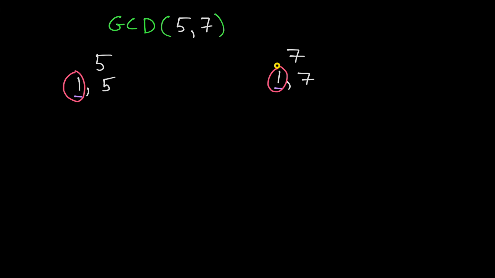Now, what happens if you're looking at two different numbers, say 5 and 7, and the greatest common divisor is just 1? Well, we call these two numbers relatively prime. If the greatest common divisor between these two numbers is just 1, we would call these numbers relatively prime. In this particular case, both of these numbers are actually prime, but they're also relatively prime. All right, let's see one more example.